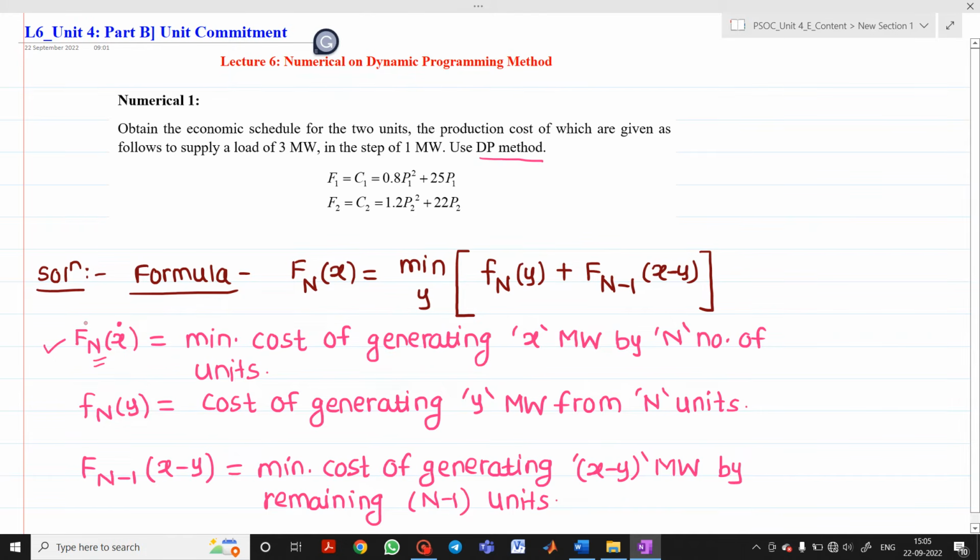So please remember, when we write a capital F, then that is the minimum cost of generation. Small f is nothing but the cost of generation of a particular megawatt with the help of given units. And here, capital F n minus 1 of x minus y. As it is a capital F, it is the minimum cost of generating, and in the bracket we have written x minus y. So it is the minimum cost of generating x minus y megawatt by the remaining n minus 1 units.